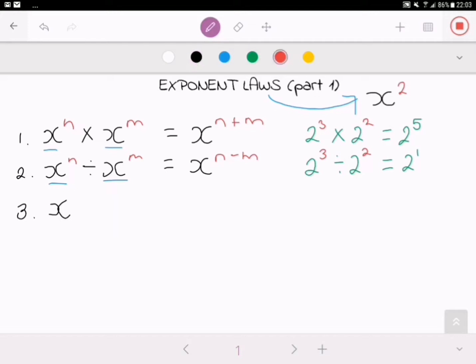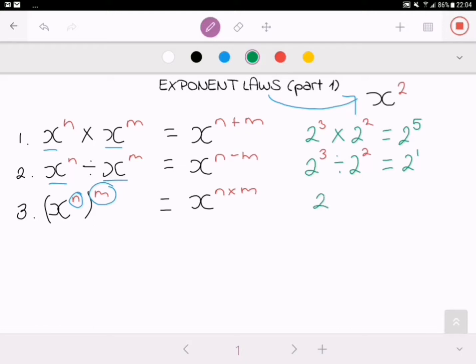Let's look at exponent law number 3. If we have our base x to the power of n on the inside of the brackets to the power of m on the outside, because one exponent is on the inside of the bracket and one is on the outside of the bracket, we multiply them with each other and it becomes x to the power of n times m.